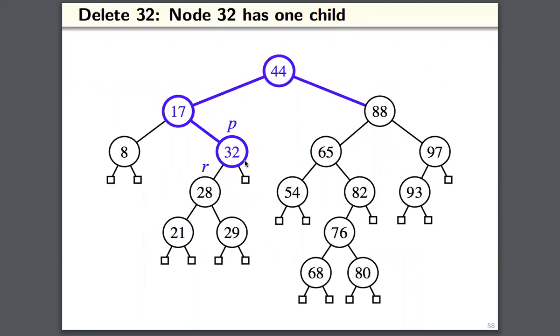Suppose you want to delete 32. 32 has 1 non-empty child. What do you do? You just delete it. This subtree will move here. It is easy. There are not many changes. Why can you do that? Now let's think about it. So you want to delete 32. You found 32 and it has only 1 non-empty child. Why can you delete this and replace this with the child subtree?